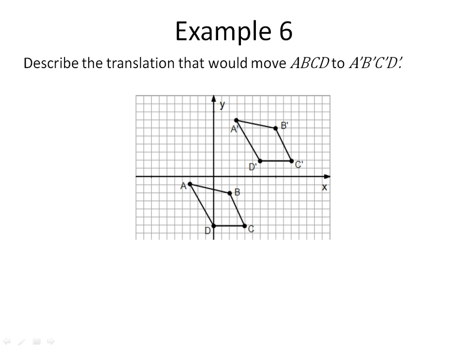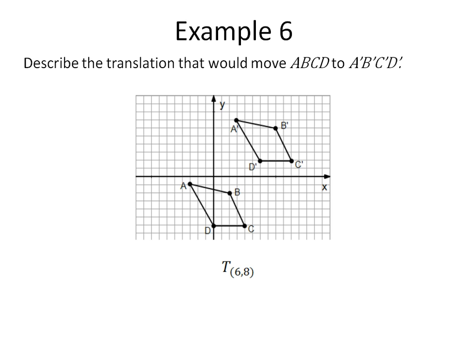All right, example 6. Describe the translation that would move A, B, C, D to A prime, B prime, C prime, D prime. Okay, so the way we do this is we count from A to A prime and see what we have. So the first thing I would do is go across 1, 2, 3, 4, 5, 6. That took 6 to get to right underneath the A prime. Then count how many going up. So it's 1, 2, 3, 4, 5, 6, 7, 8. So the translation here will be (6, 8), because we went 6 to the right and up 8 units.